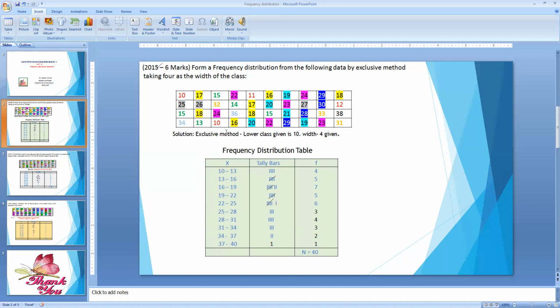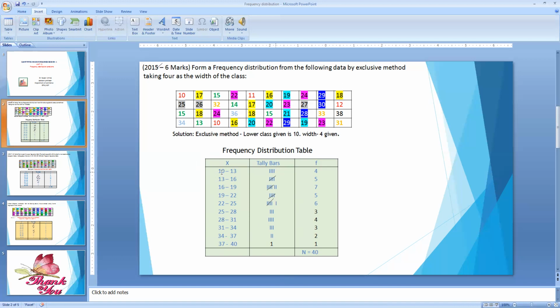When we see these numbers, it becomes very difficult to count, so we can go for using tally bars. Tally bars are nothing but vertical bars where we represent the number of frequency values. So the second column we are highlighting here is tally bars.